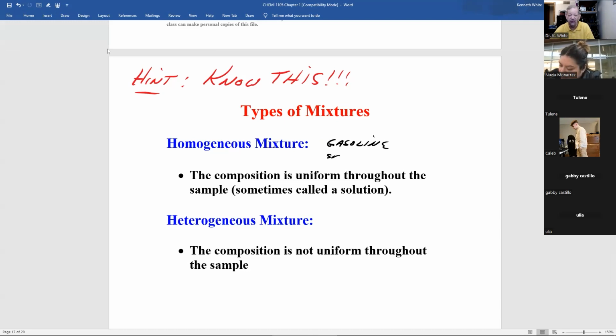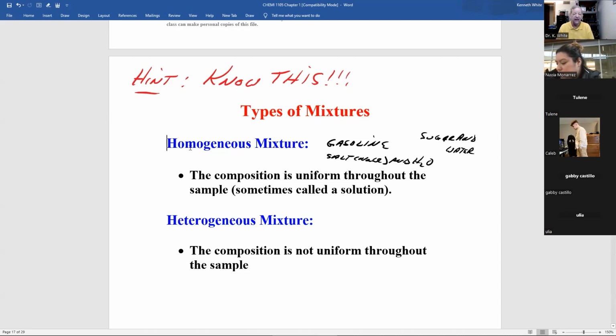If you take salt and water, or if you take sugar and water, they're all going to be, once you mix it up, the same throughout. Obviously, the sugar water is going to taste better than the salt water, unless you're a salt freak, which I'm not. All right, now that's a homogeneous mixture.